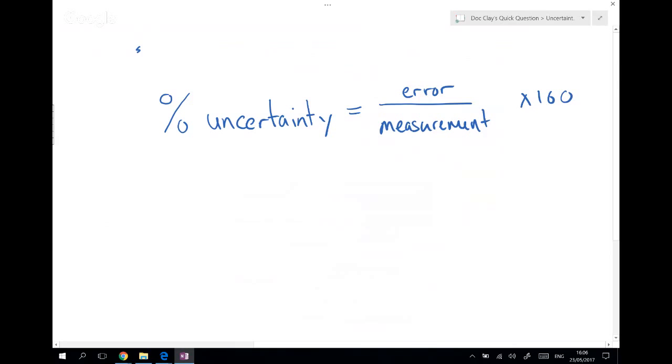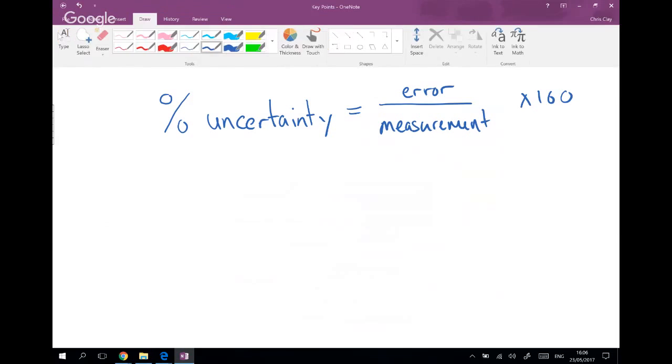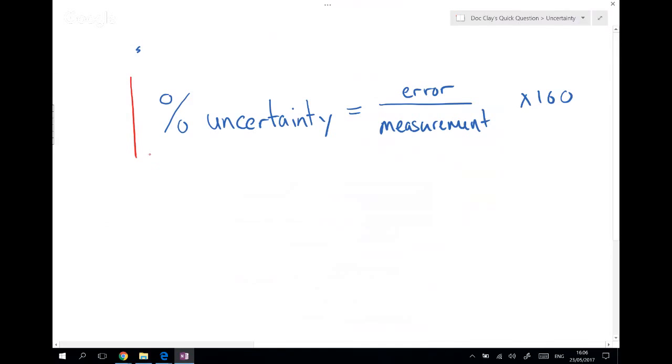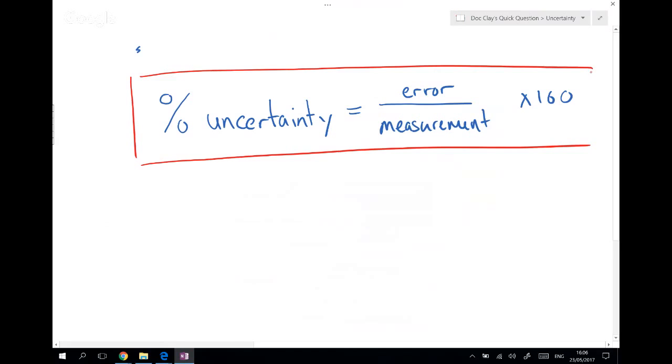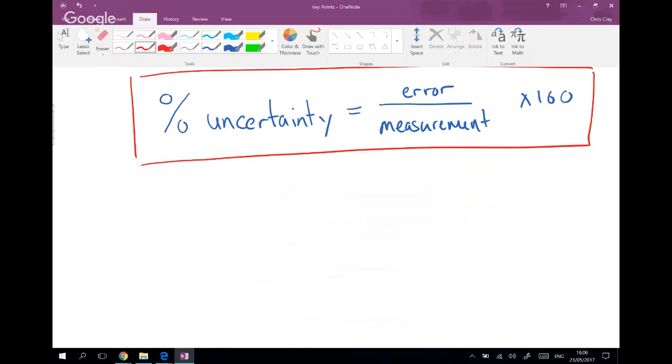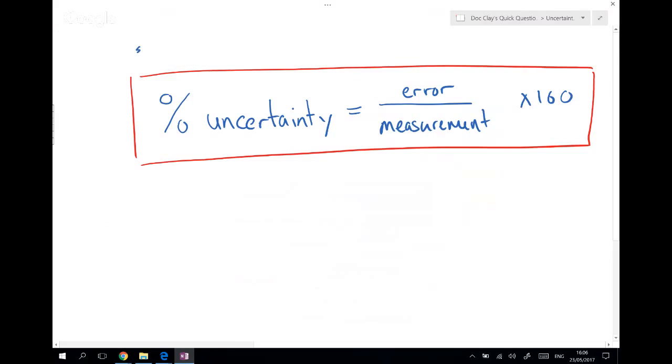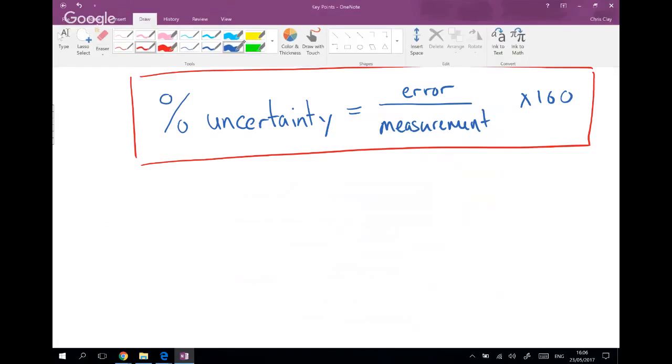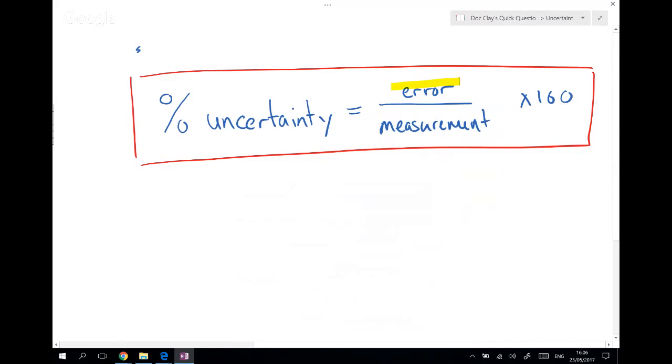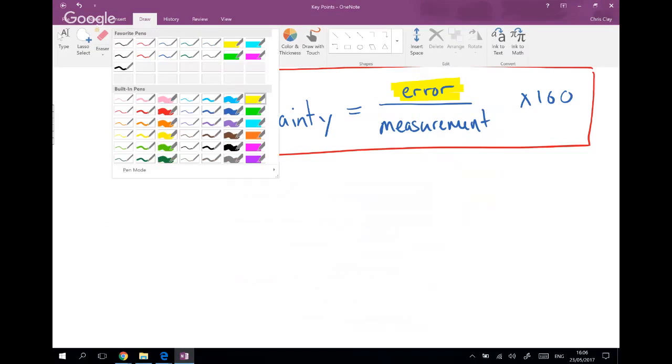I'm fairly sure that we'll all be quite happy with the actual percentage uncertainty equation. There's nothing unusual or confusing about it, but where we are seeing some issue is how we identify what error value we need to use. And so that's the core part of this webinar that we're going to look at this afternoon.